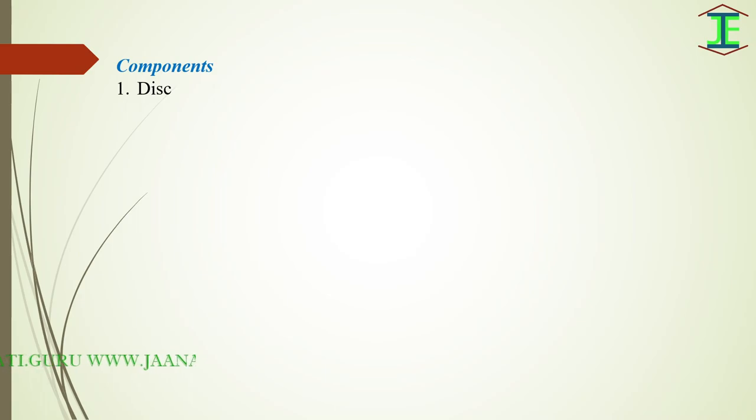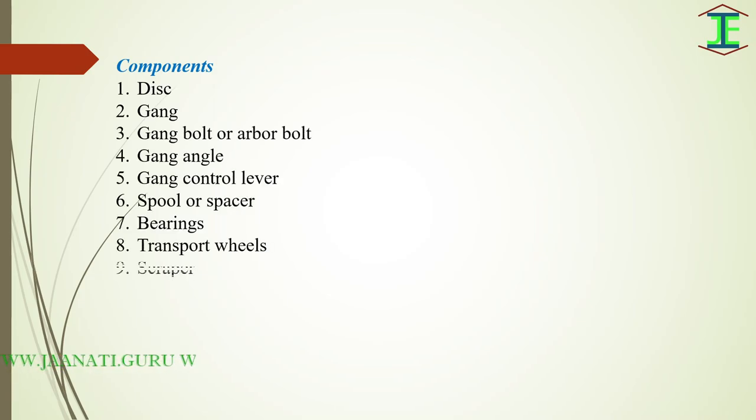Components of the disc harrow. Disc: it is circular in shape and made up of heat treated steel, and it is of 35 to 70 centimeter diameter. And discs are of two types, plain disc and cutaway disc. Plain disc means it will be plain, there will not be any serrations on the circumference, but in cutaway disc there will be serrations at its end.